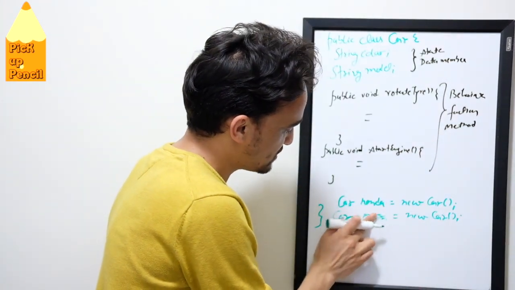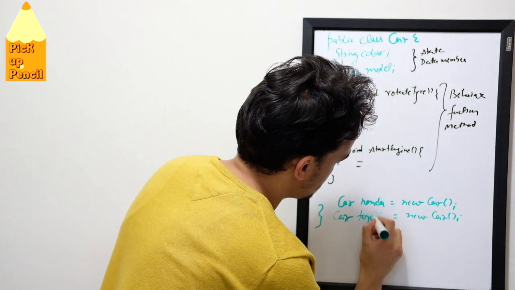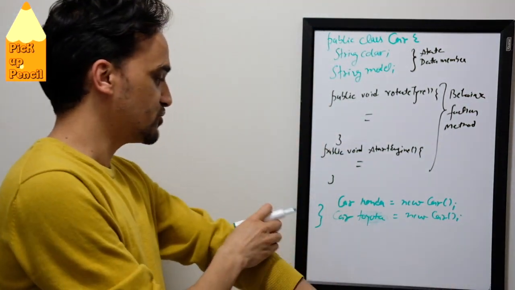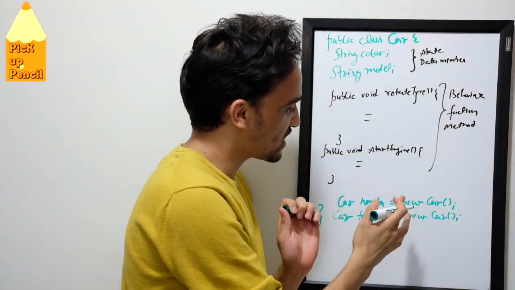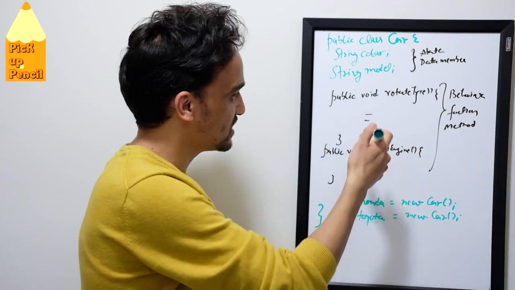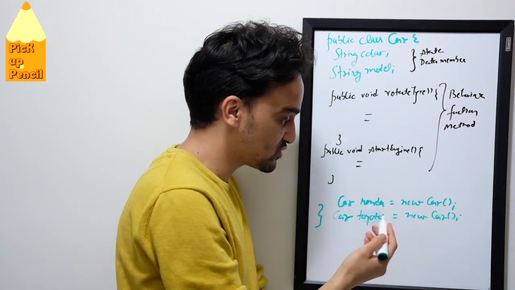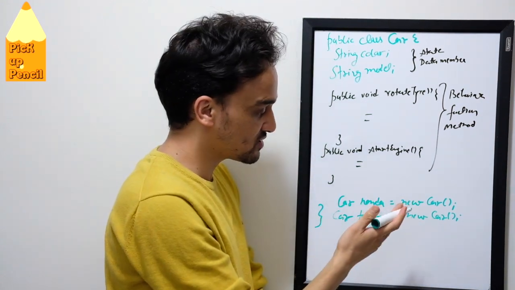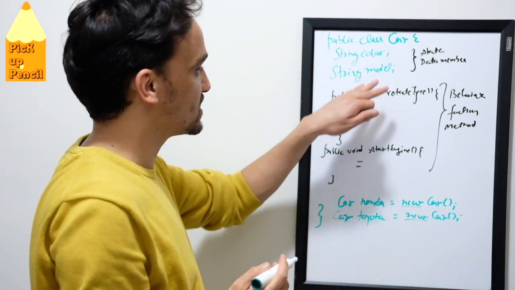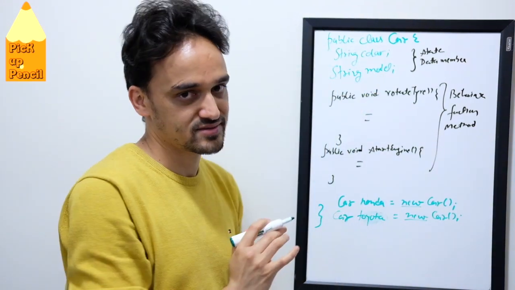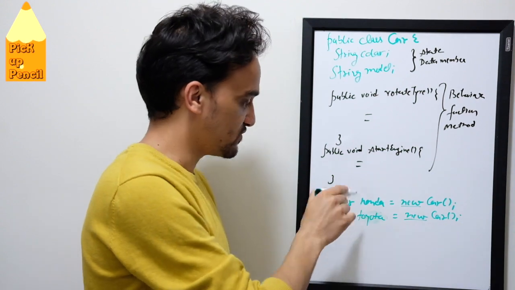So now the second one also, let's give it a meaningful name, car Toyota equals new car. So what exactly we are doing over here is creating new objects out of this single car class. So this is what we'll have to learn. This is where we have to remember the syntax, that the new keyword is used for creating a new object of any class. So this is how we create an object of a car.